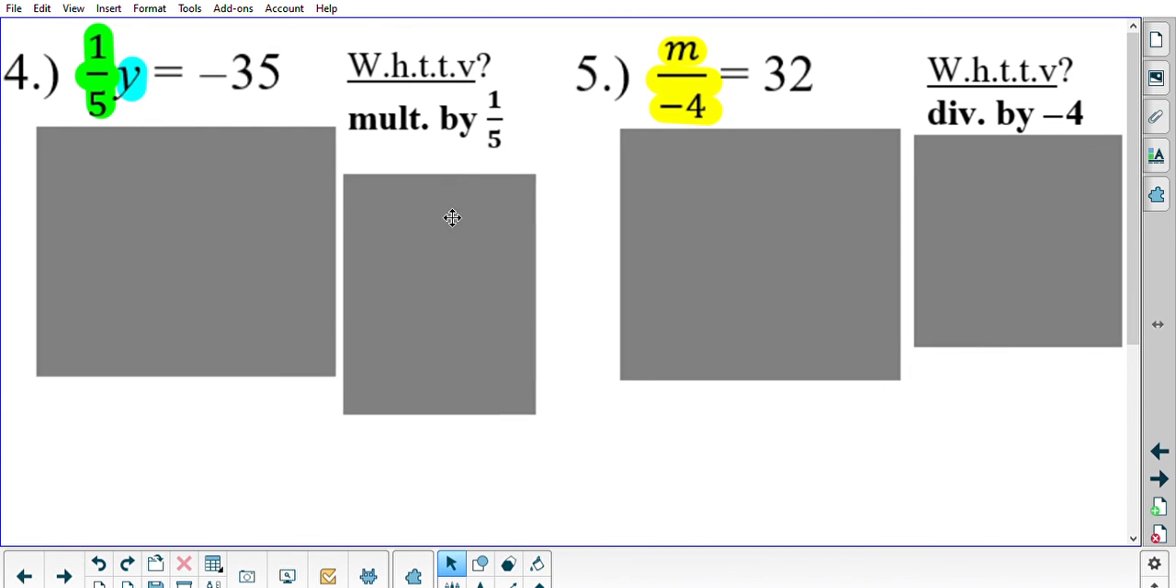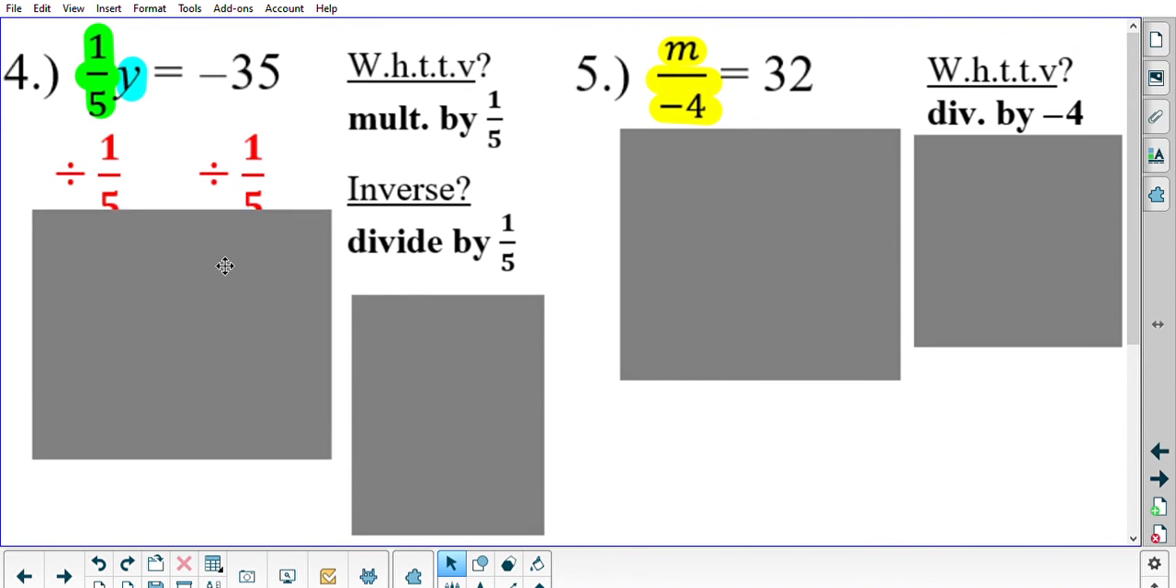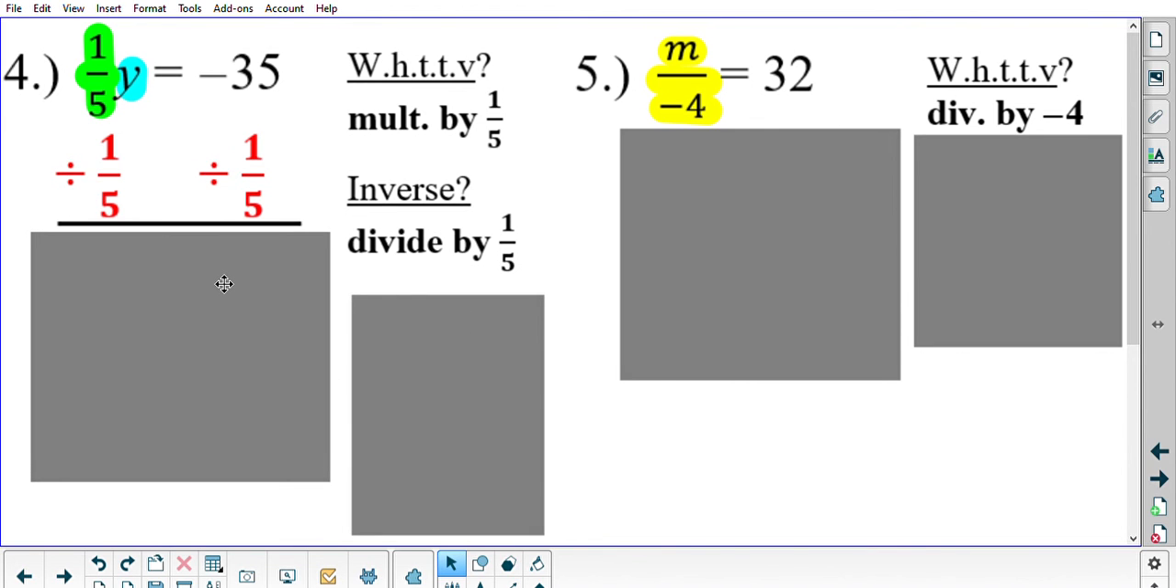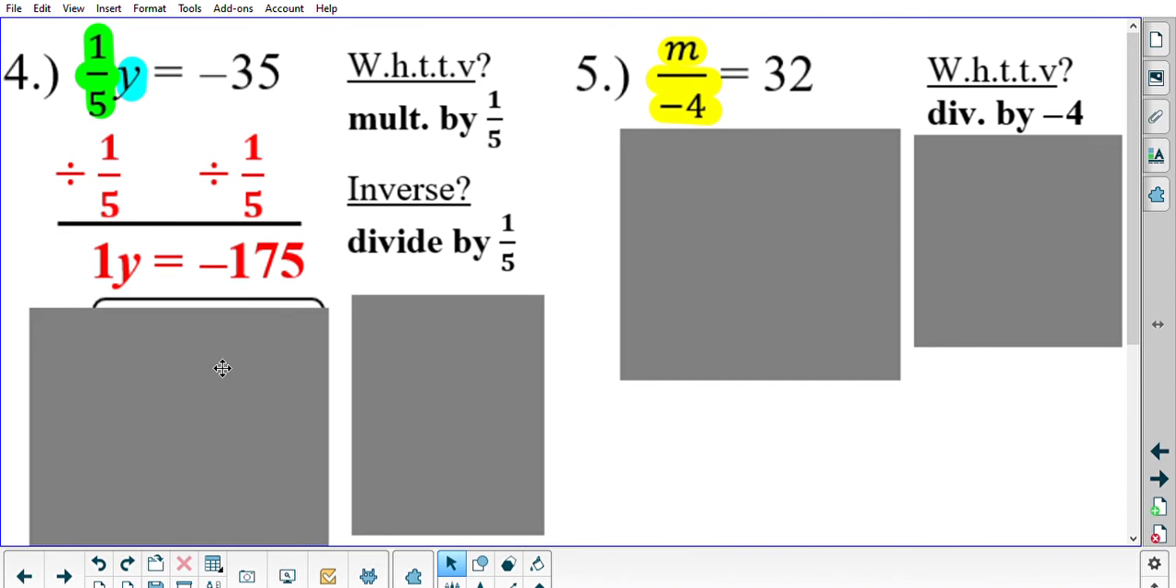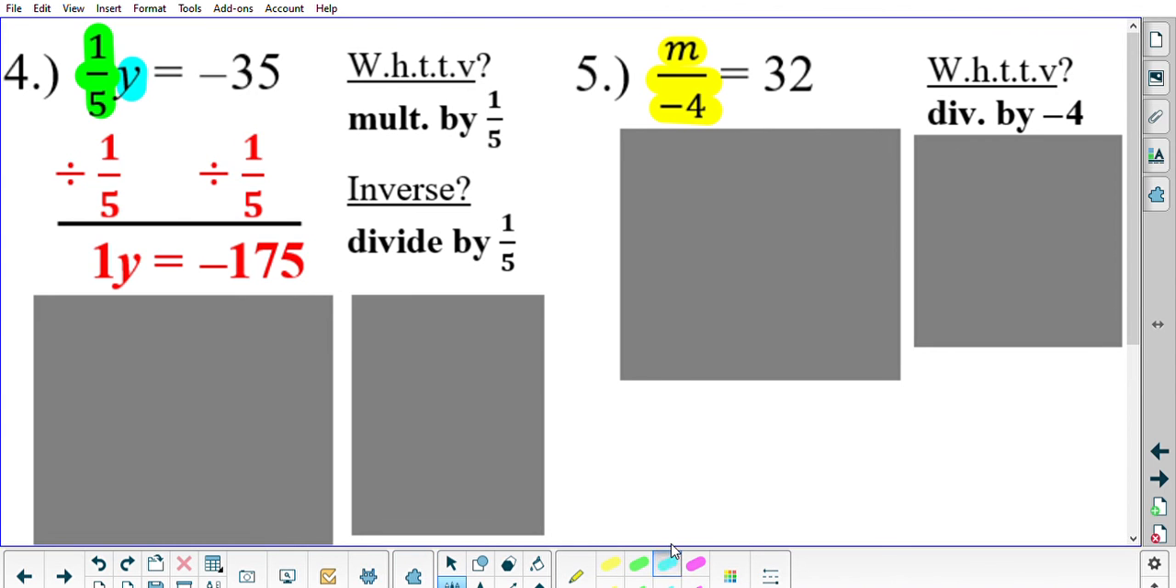For number 4, the inverse of multiplying by 1/5 is dividing by 1/5. Now, if you were not using a calculator, then I would tell you that dividing by 1/5 is the same as multiplying by 5, because in 6th grade math you learned that dividing by a fraction is the same as multiplying by its reciprocal. The word reciprocal means to flip the fraction. So that's why the answer gets to be -175, is because when you take -35 and you divide it by 1/5, that's actually the same as taking -35 times 5. And that's why it makes sense that you would get -175 as your result.